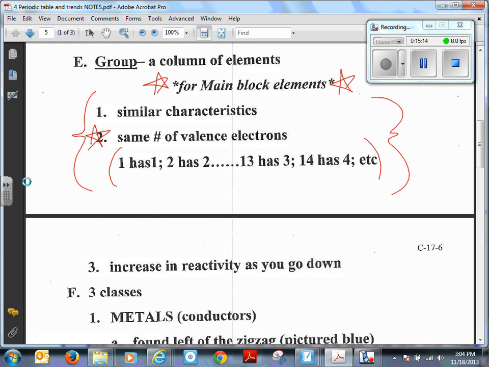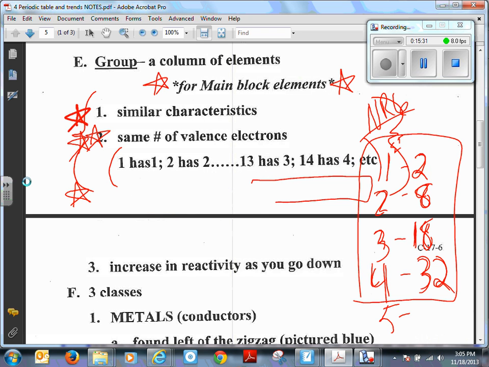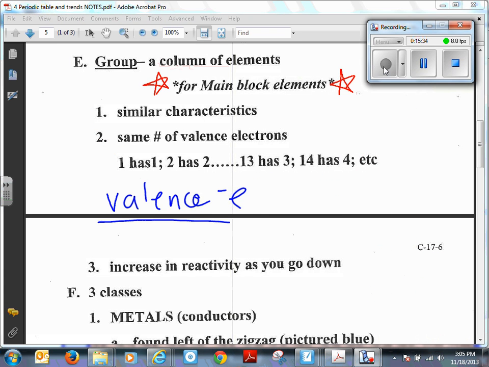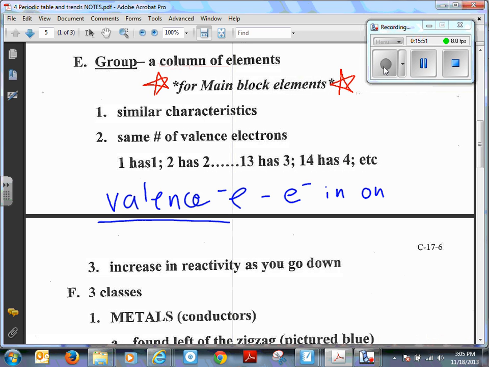But before that, I want to make sure that you understand the definition of valence electrons. Okay, so the definition of valence electrons is this: the electrons in the outermost energy level. So it's the electrons in the outermost energy level.